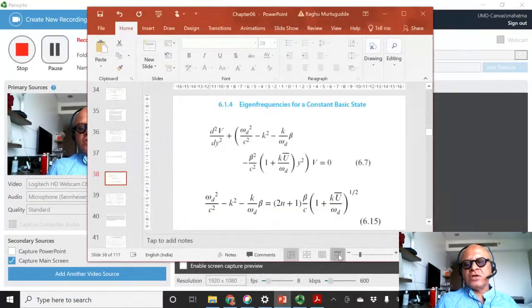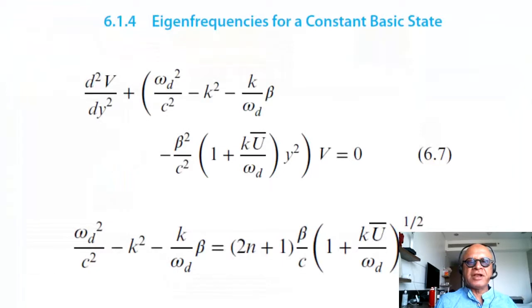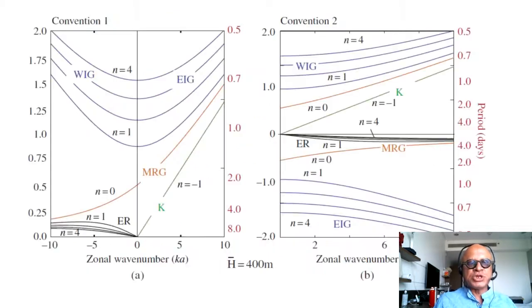Let's look at the dispersion diagram that comes out of this. So looking for eigenfrequencies for this constant basic state solution that we just derived. Looking at our equation, this is the constant background state derivation. That's the relation coming out of the dispersion. You plot those for each n.